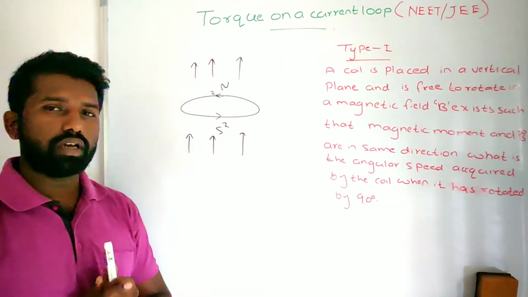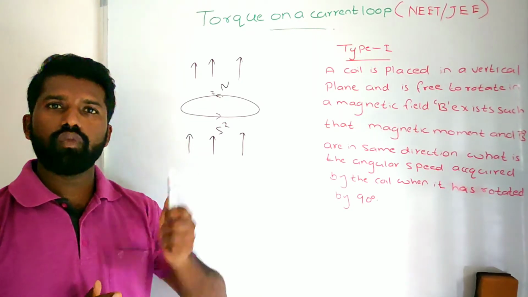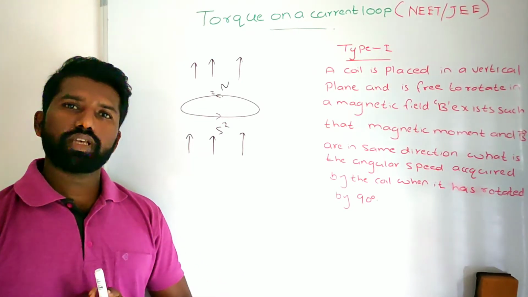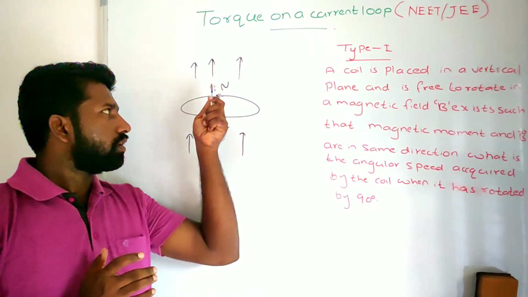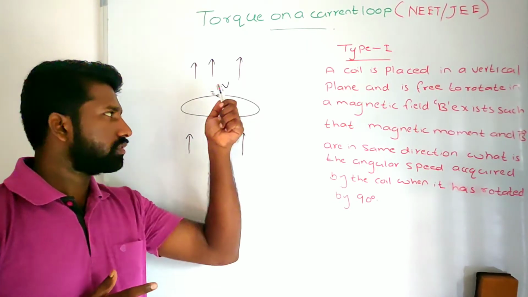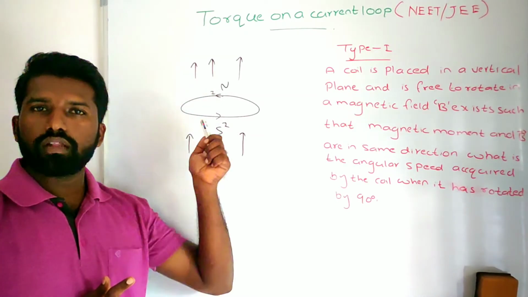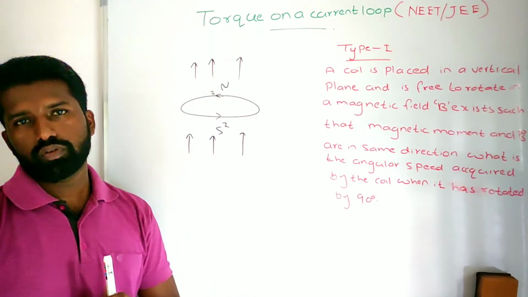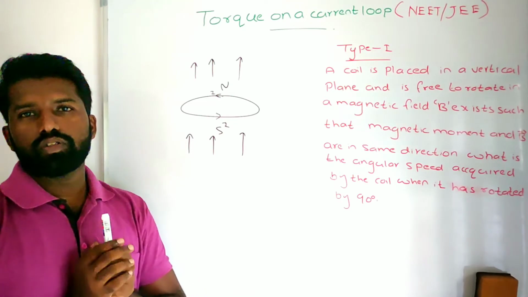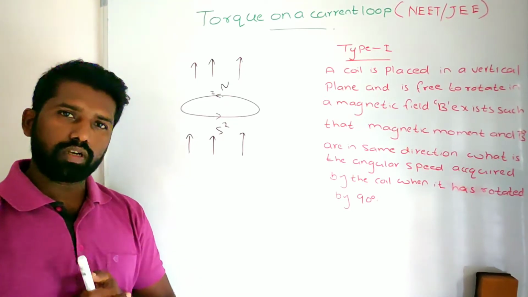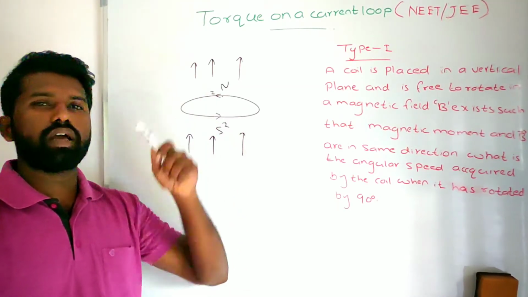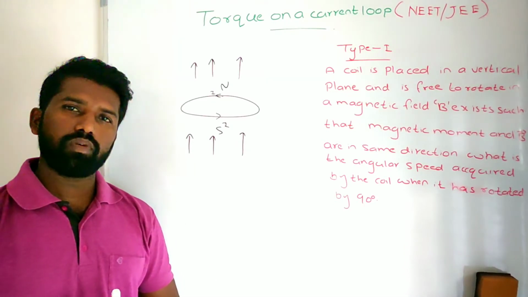You see that when the current flows, one side of the loop acts like one pole and the other side is the opposite pole. Here the top side acts like a north pole and the bottom side is the south pole. The two poles are separated by a small distance, so this acts like a magnetic dipole.